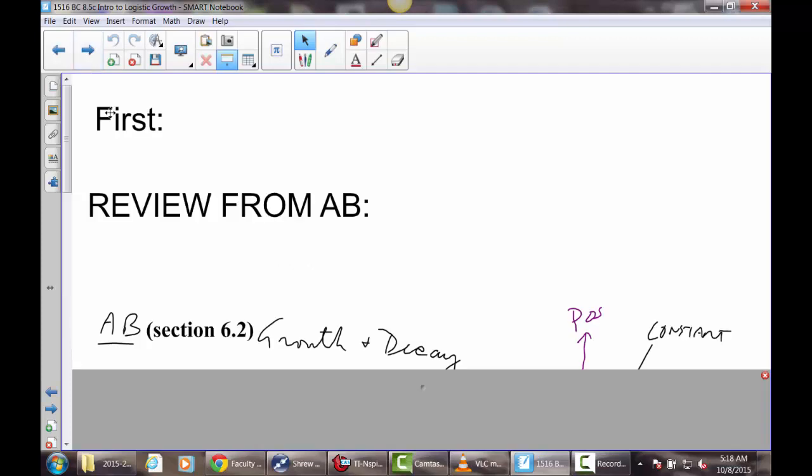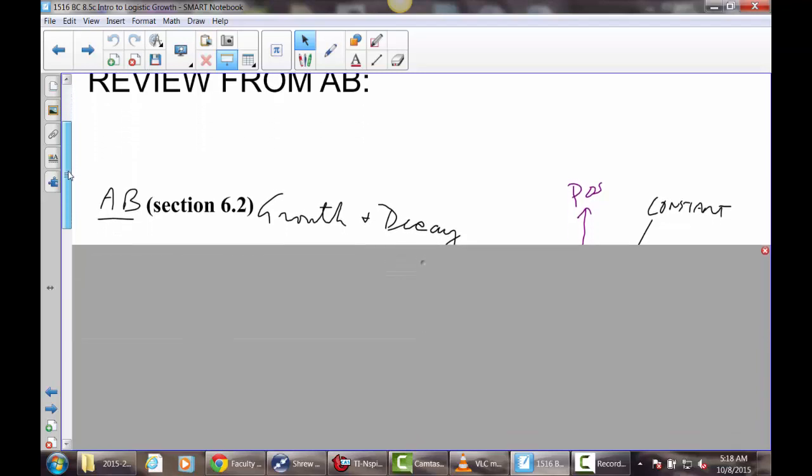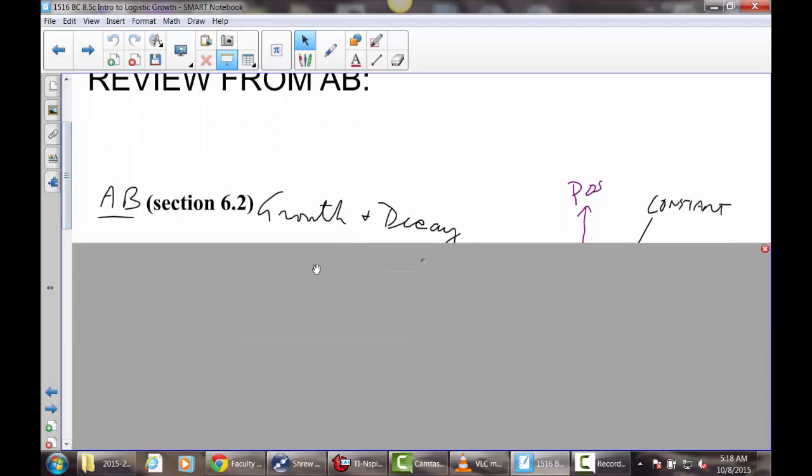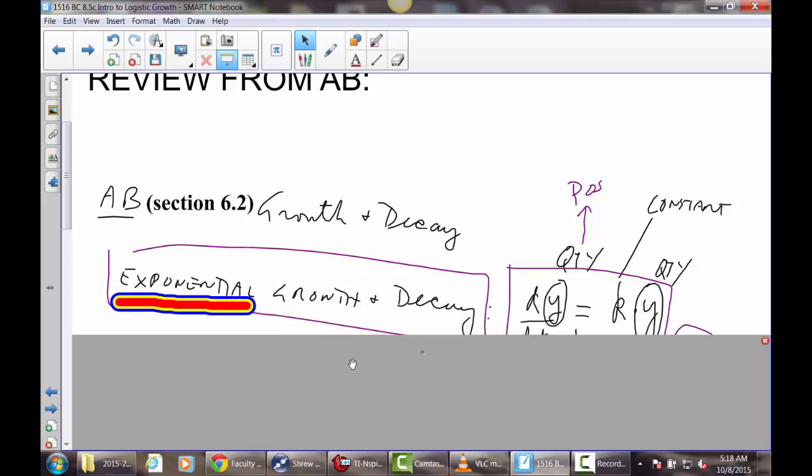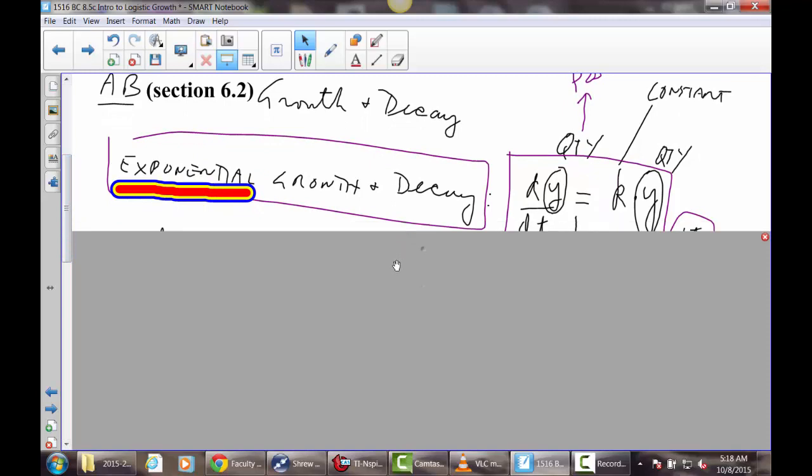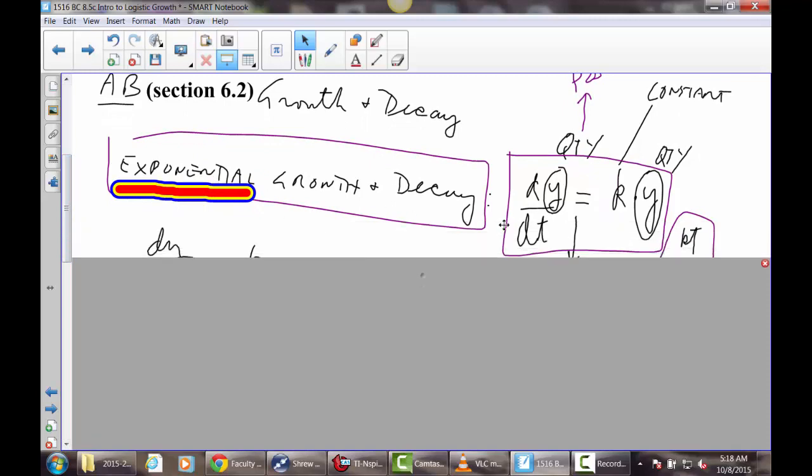Before we get into logistic growth, I just want to remind you, because you'll need it for the AP and the DNS if you come across these. I want to talk about regular exponential growth and decay and bounded growth and decay, just so you have a reminder of what we're talking about. If you remember from last year, section 6.2 was exponential growth and decay.